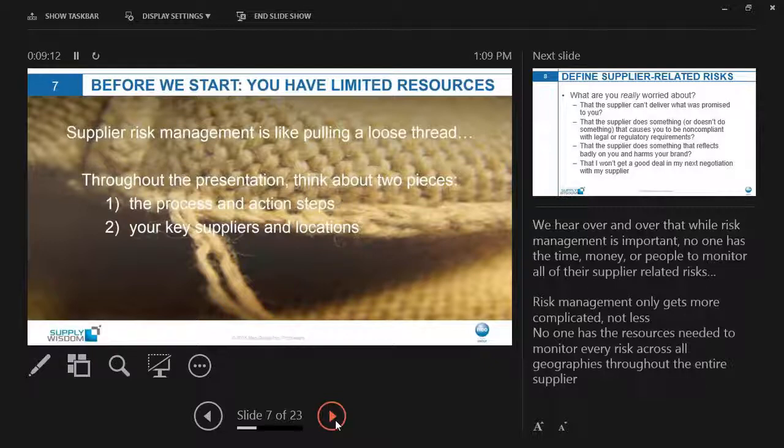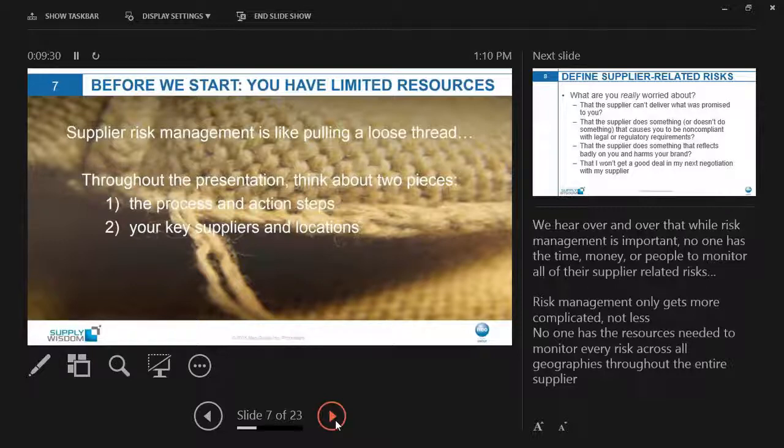Because, okay, maybe I've only got 10 suppliers, Christine, but those 10 suppliers have subcontractors that I have to worry about because they're part of the supply chain, and they're all in these different locations, and they all have different risk factors that I'm trying to address. So that loose thread keeps getting longer and longer, and I don't have the resources.